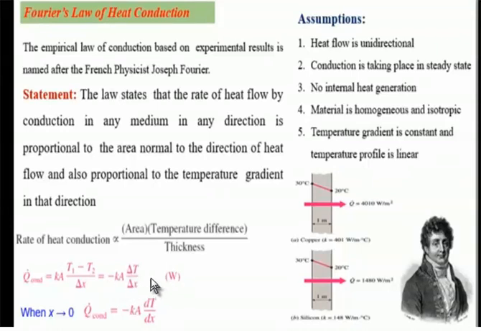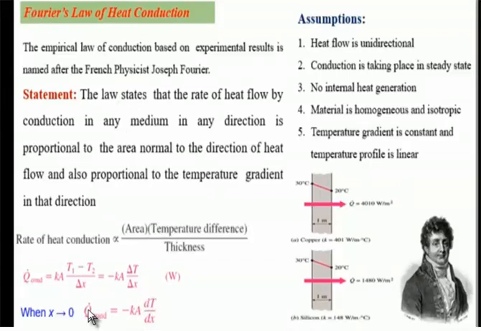Its unit is watt. When delta x tends to 0, Q conduction is equal to minus KA dT by dx. So this equation gives us the Fourier law of heat conduction. If you remember this equation, and this is a very important equation in conduction, you can easily give the statement of this Fourier law of heat conduction.